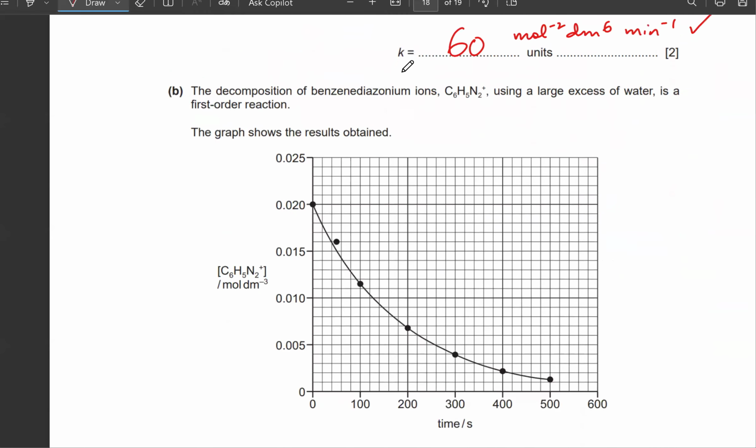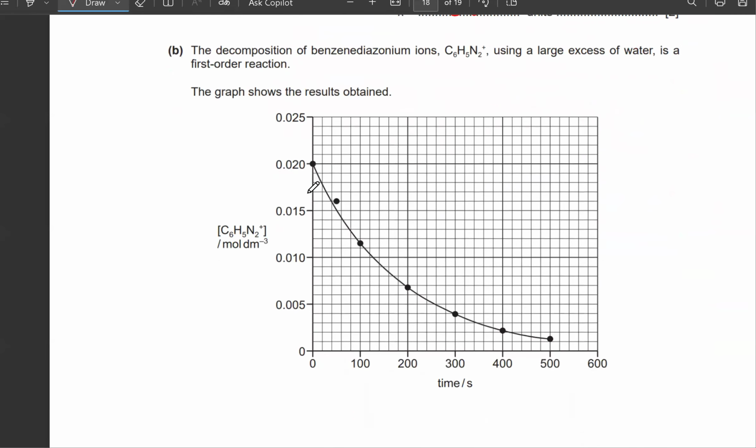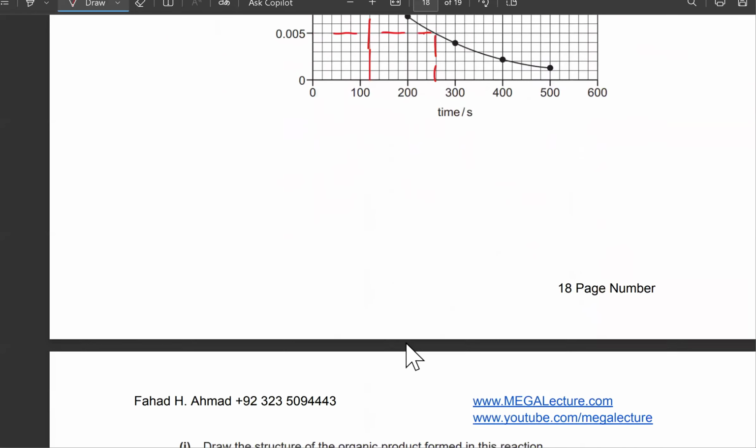Now, the decomposition of benzene diazonium ions using a large excess of water is a first order reaction. And we can check for a first order reaction, the half-life is probably going to be constant, right? Which I think it is, right? So kind of the same time required for the second half-life.